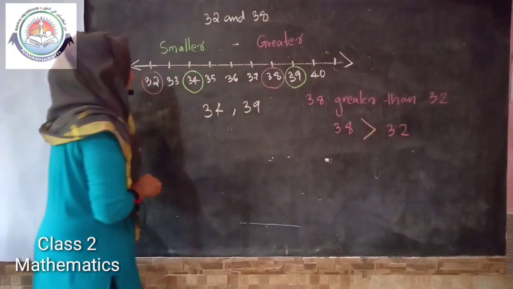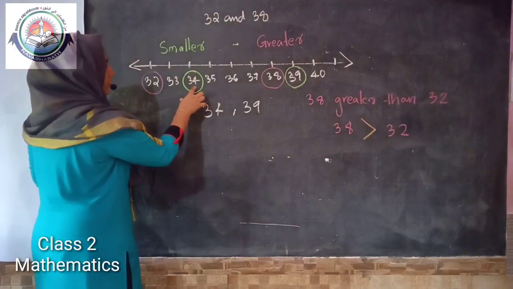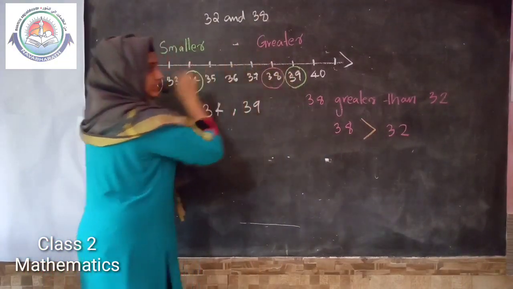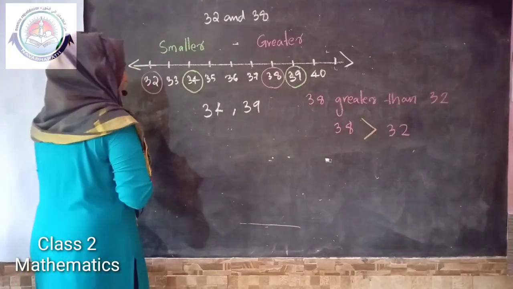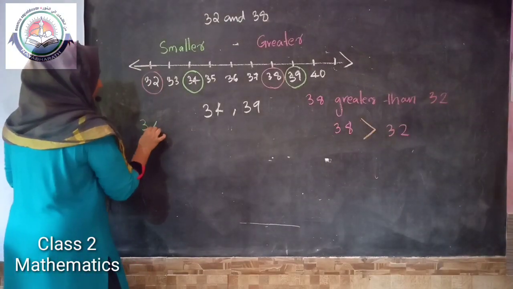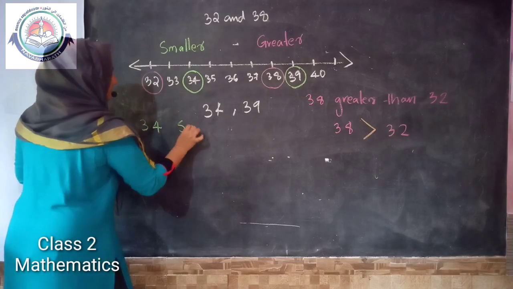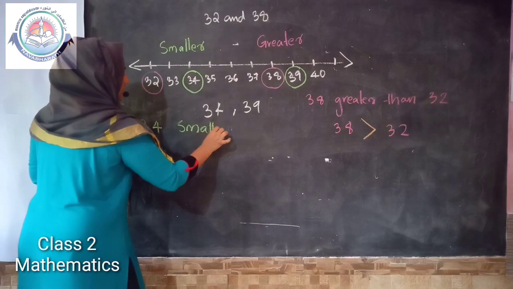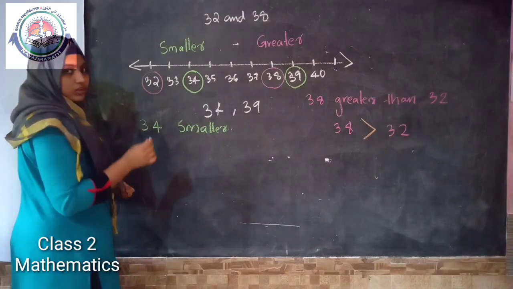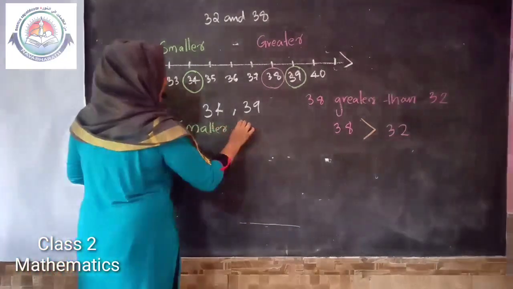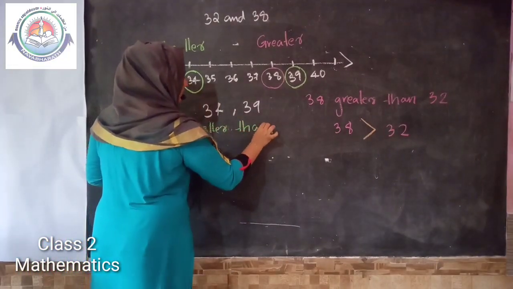And also here 34 is less than 39. So we write 34 is smaller or less than 39.